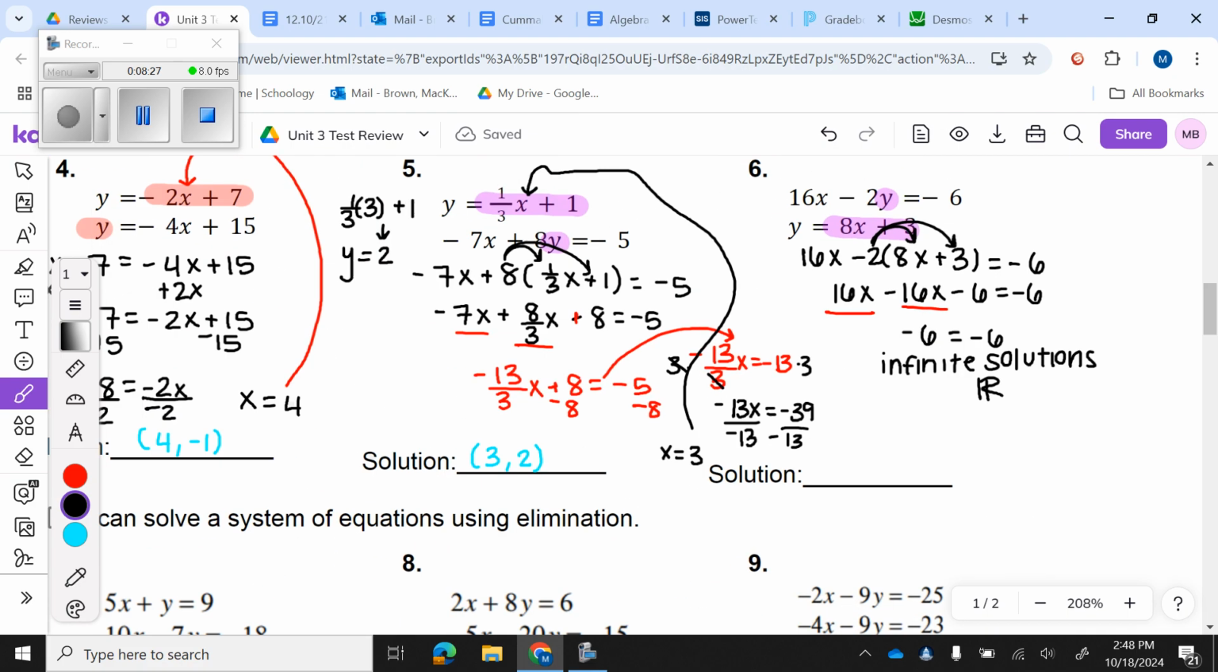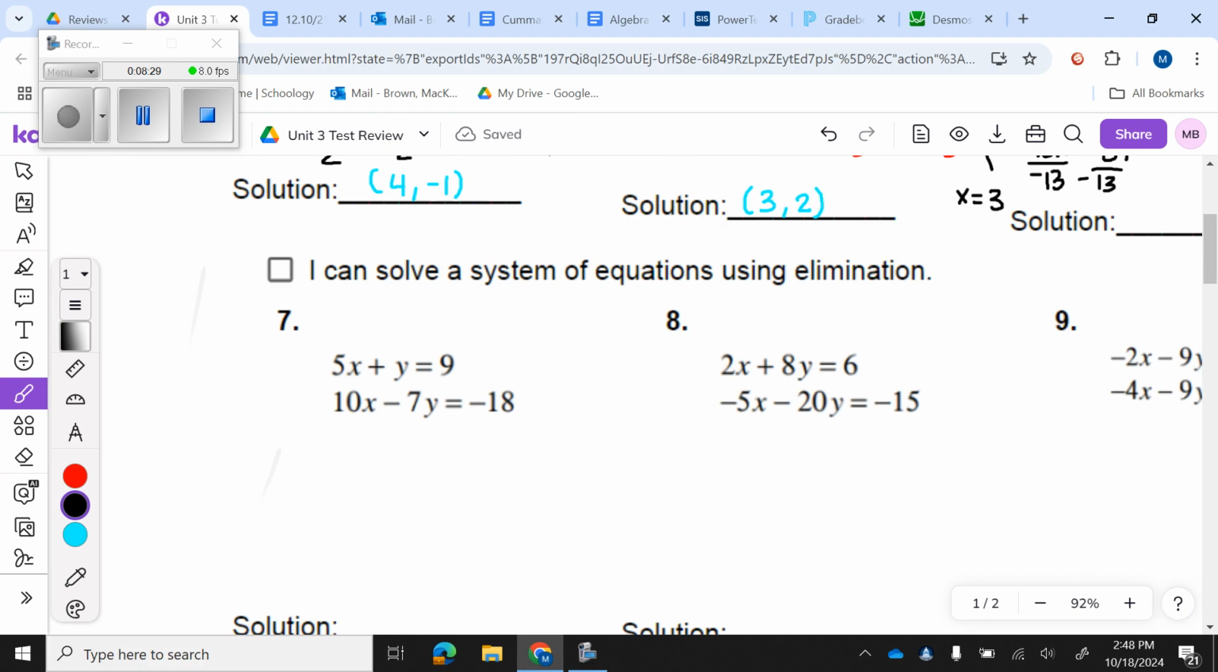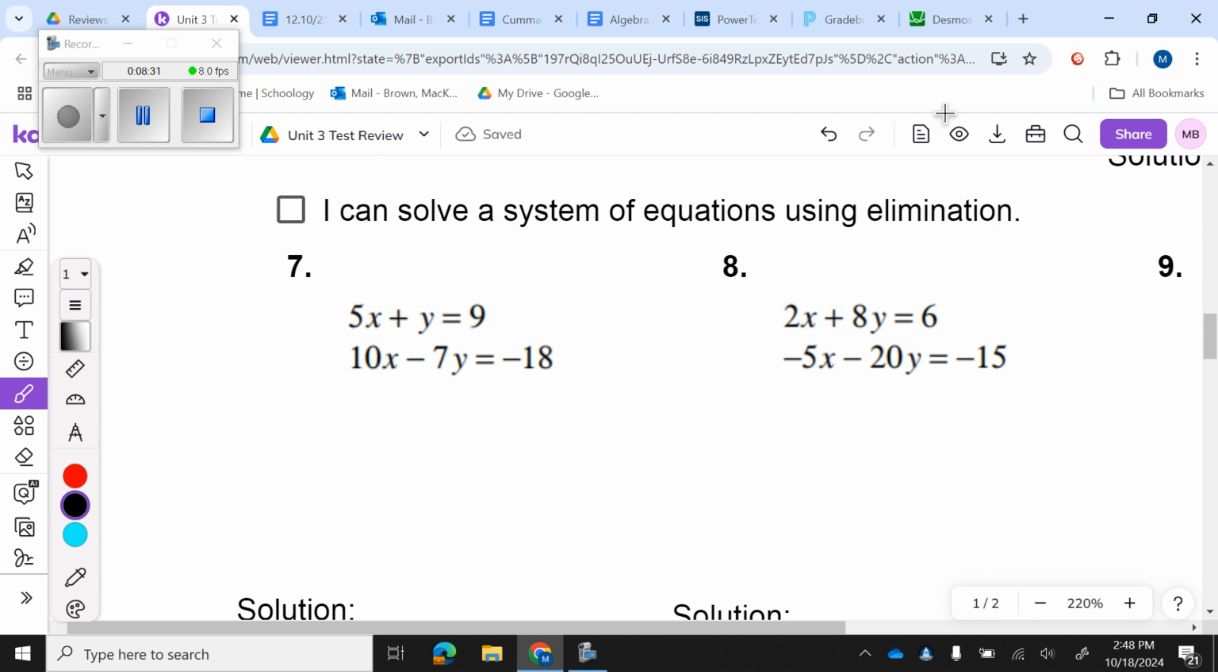All right? Looking at number 7, it wants me to solve by elimination. Remember, to eliminate, you have to have two things that match, but have opposite signs. When I go in and look, right now, nothing matches. But I know it's going to be a quick fix if I multiply this top equation by 2, because 2 times 5 gives me 10, and those match.